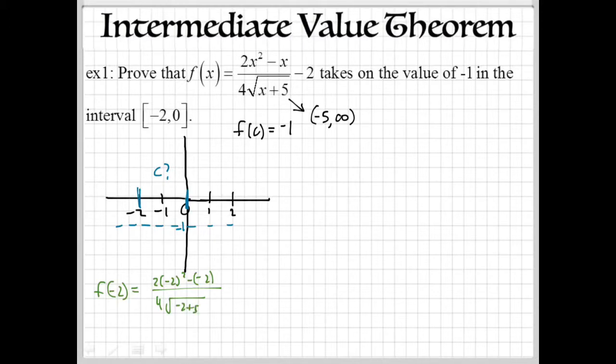Okay, I'm going to simplify this. That's going to be 4 times 2 is 8. So 8 plus 2, that's going to be 10, right? But did I forget something? The minus 2 at the very end. The minus 2?